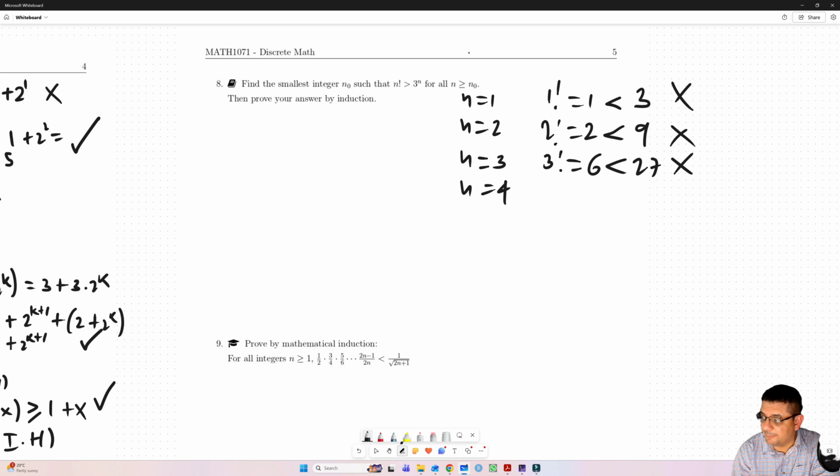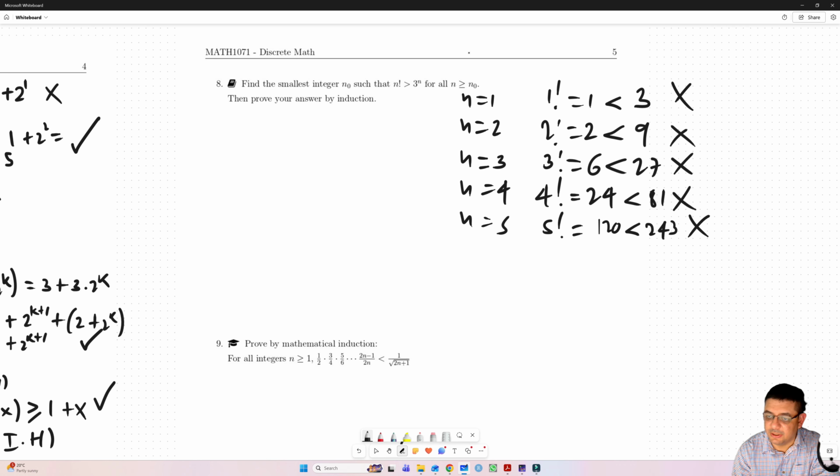N equals 4. 4 factorial is now 24. And this is not going to be less than 81. So boom, I keep going. N equals 5. 5 factorial is now 120. And this is not going to be less than 243. This is not going to be bigger than 243. So it doesn't work. So I'm starting to think that maybe it's not true.